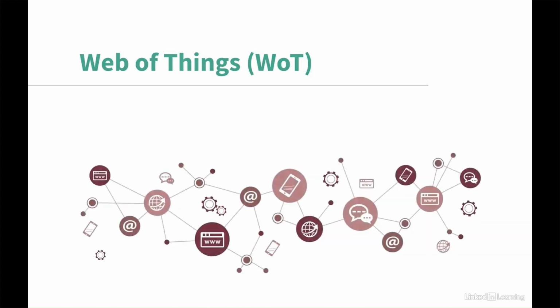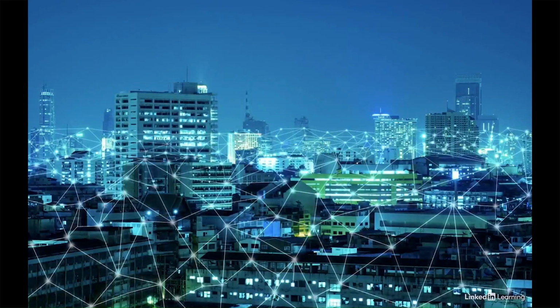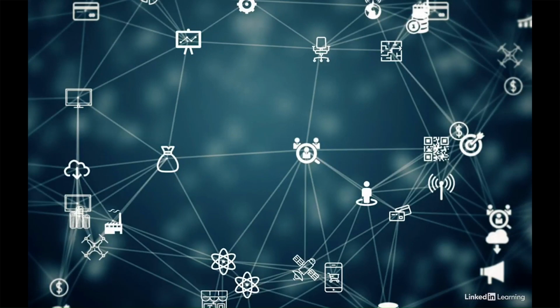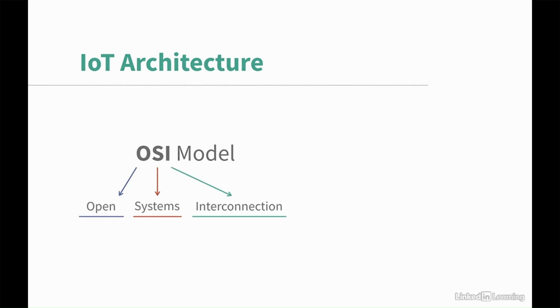The things within the Web of Things have smart embedded systems that enable communication with each other or with the web using the existing web standards. And by having a universal application layer protocol, this creates an open IoT ecosystem where all objects, devices, and applications can easily connect and talk to each other regardless of how they are physically connected. It's based on the Open Systems Interconnection, or OSI, model.